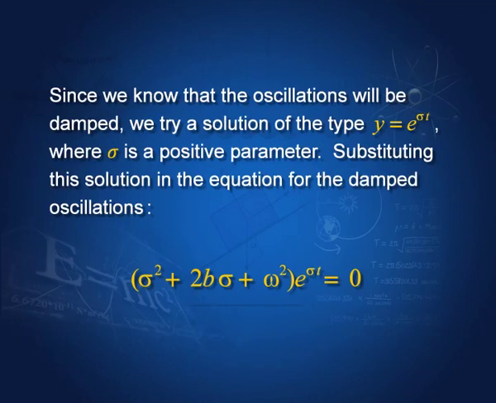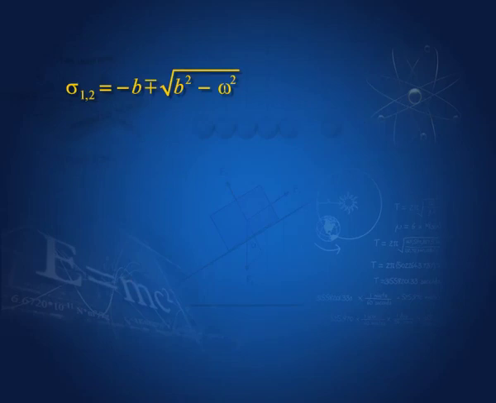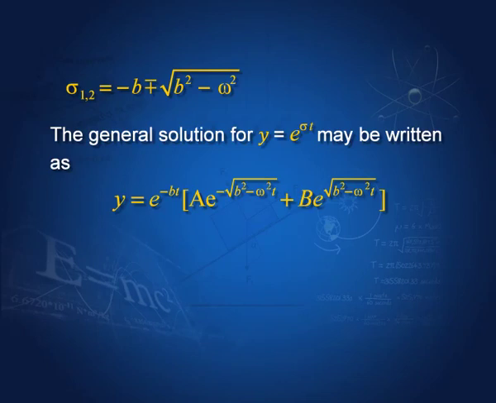And this is a quadratic. It will have two solutions, two values of sigma. And these two values are given by the quadratic equation you can solve: minus b plus minus square root of b squared minus omega squared. The general solution, therefore, will be y equal to e to the power minus bt, minus b is common, then a, times e to the power minus square root of b squared minus omega squared times t, and we take the plus sign here, b into e to the power square root of b squared minus omega squared times t.